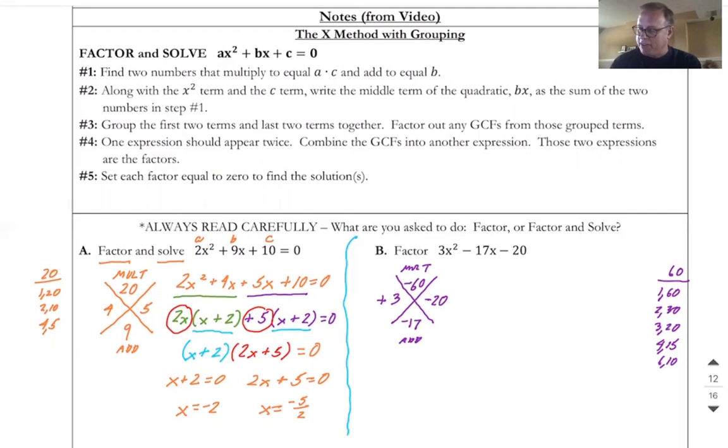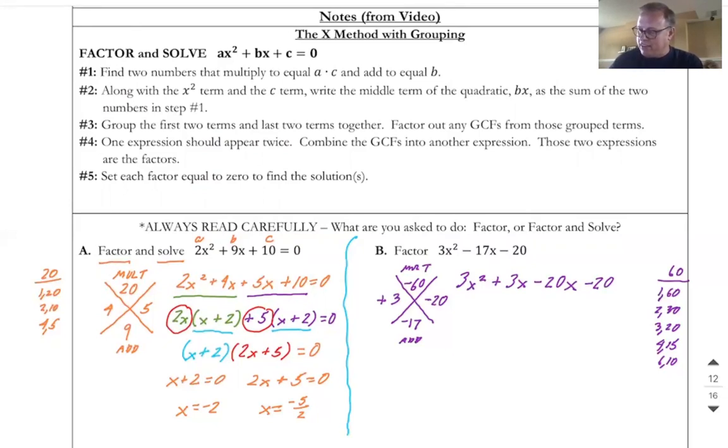Now, I'm ready for the next step. So I'm going to bring down my 3x squared. And I'm going to bring down my -20. And I'm going to put the 2 numbers that I just used with an x. So 3x minus 20x.